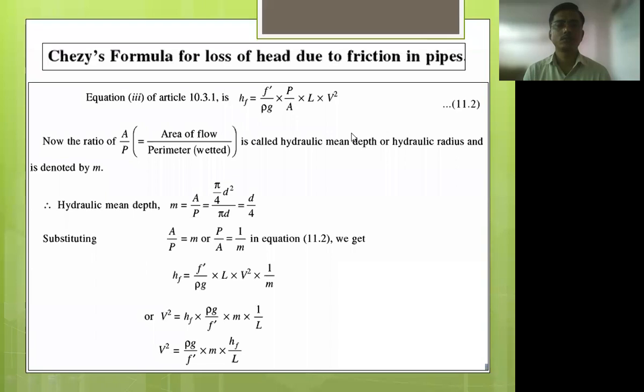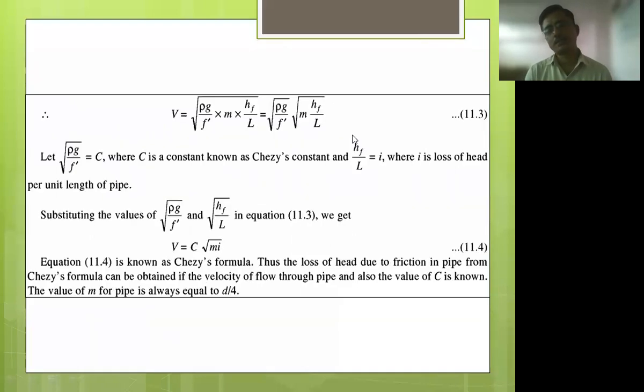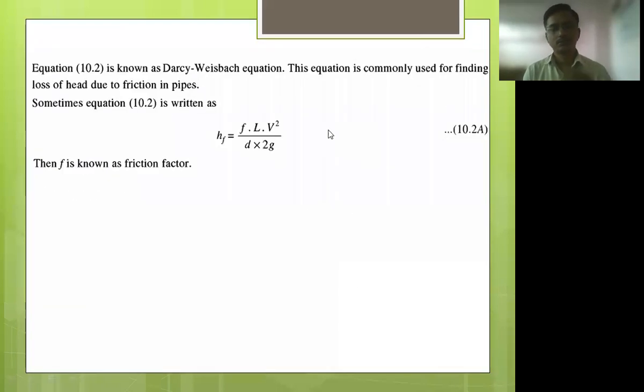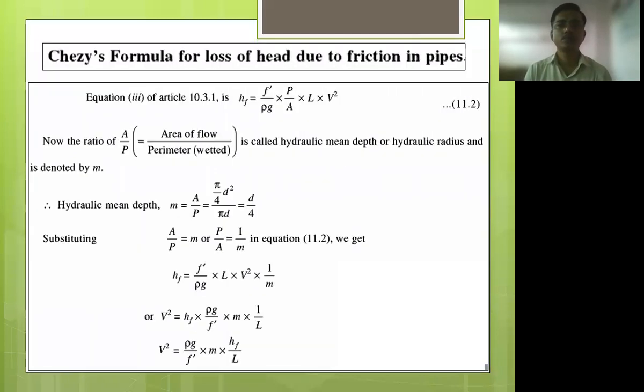Now we'll solve Chezy's formula. We will see it and then we will solve the problems. After this, write down the title: Chezy's formula for head loss due to friction in pipe.